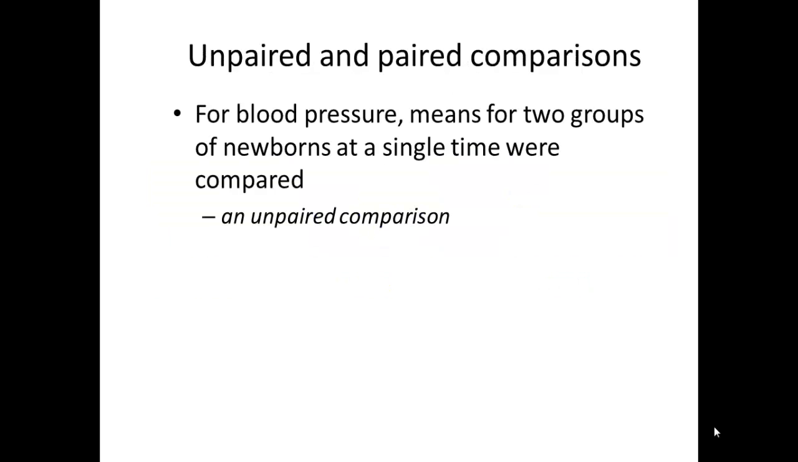So for the first example, we had two groups or two samples of patients measured once. There was no connection between newborns in each group. We could not pair them up in any way and calculate a difference between pairs. It wouldn't make any sense. So we call this an unpaired comparison.